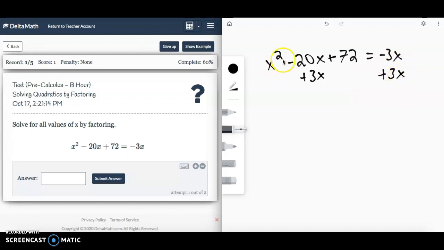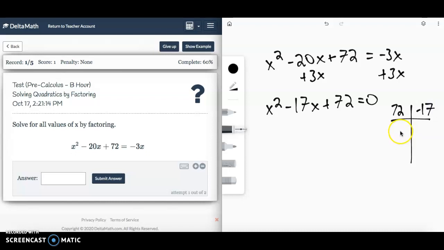So don't try to combine x's and x squareds. Only x's get added together. So x squared minus 17x plus 72 equals 0. Lovely. And now you can factor it. We figure out what multiplies to 72 and adds to negative 17. Ooh, let's see. 1 and 72. Nope. 2 and 36. What else is 72 divisible by? Oh, I know this one. We get 8 and 9. Right? Because if I do negative 8 and negative 9, that will give me negative 17.